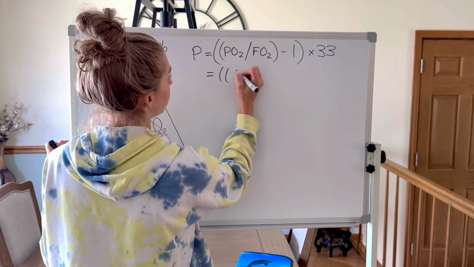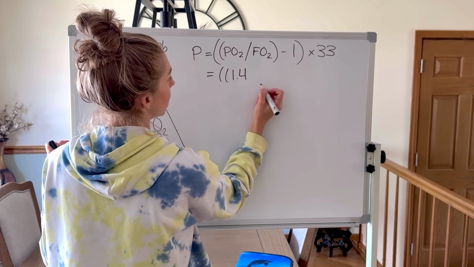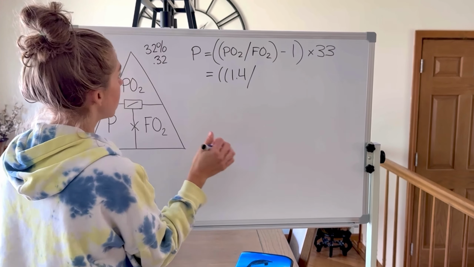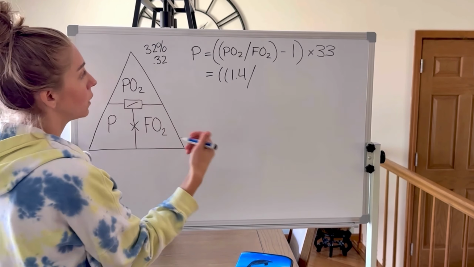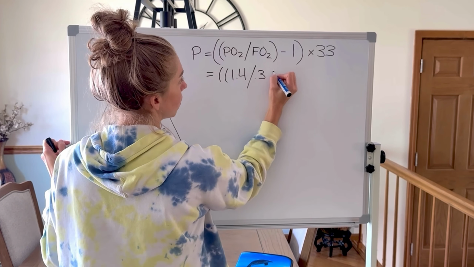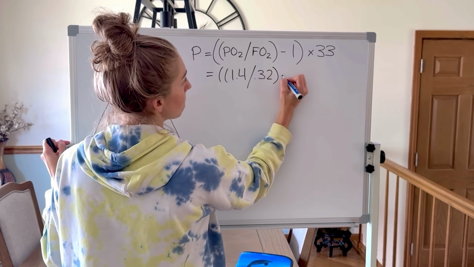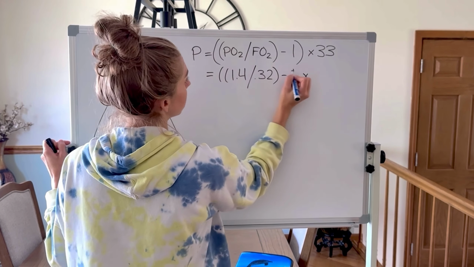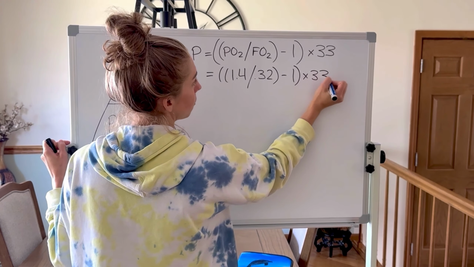So we're going to do 1.4 divided by, and our FO2 is 0.32 because that's the blend we're using, minus 1, times 33.